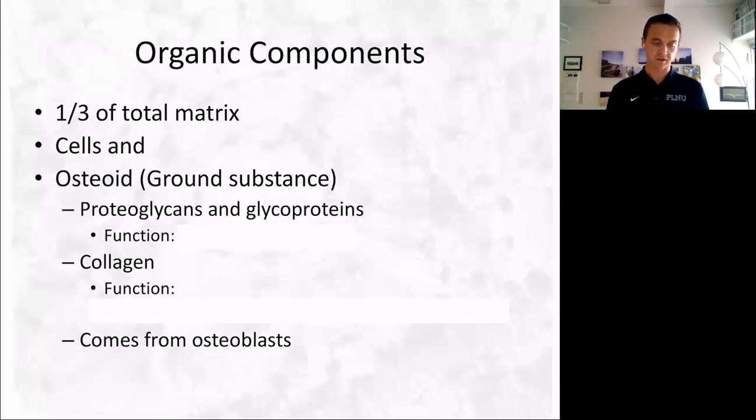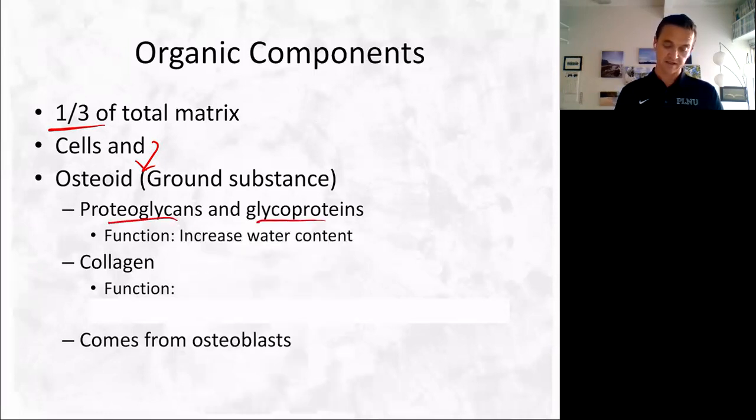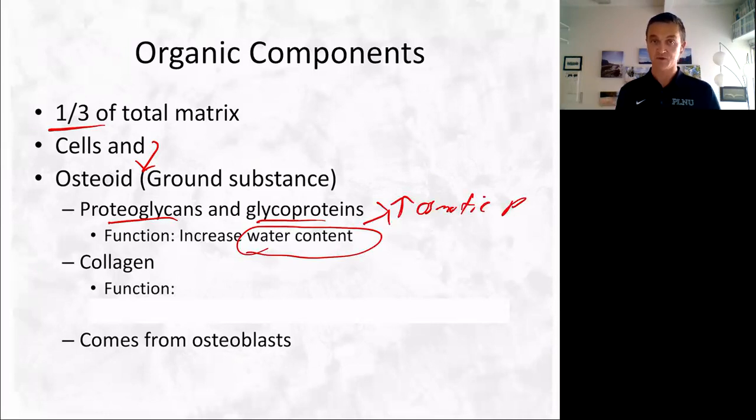All right, so let's look at those different components of bone. The organic components are only about 1/3 of the total bone matrix. These are cells and the ground substance, which is called osteoid. Osteoid is made up of proteoglycans and glycoproteins. The function of those is to increase water content. They increase osmotic pressure, and that pulls water into the bone. As I said, it holds onto water. So we need a good amount of fluid in bone.